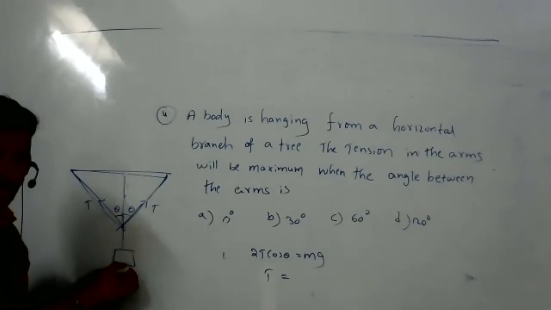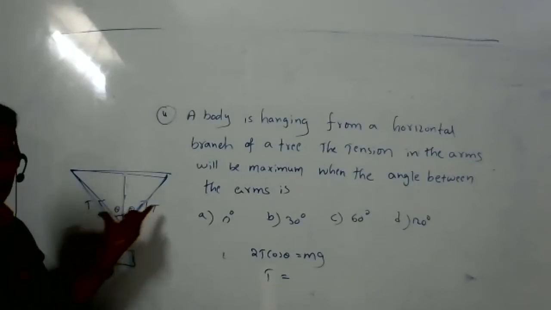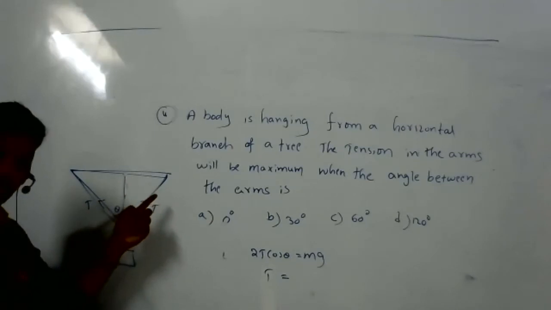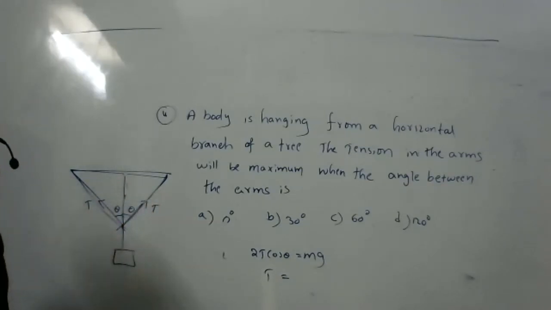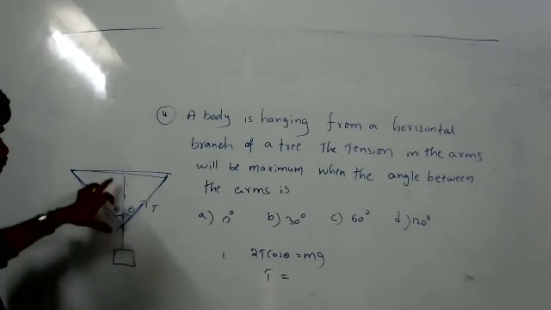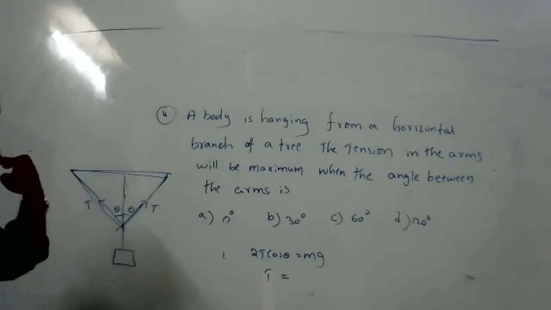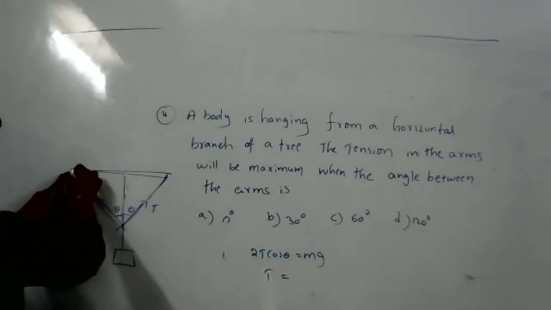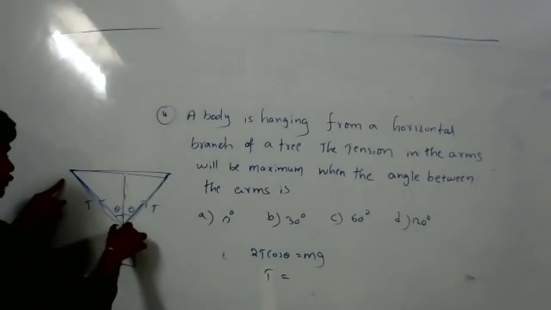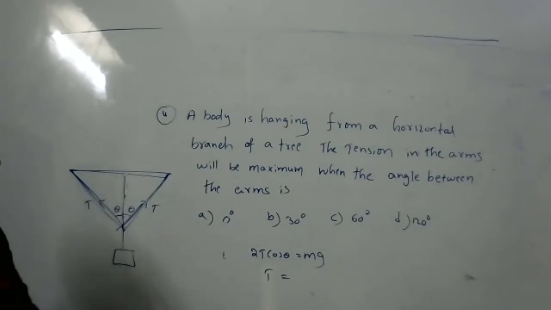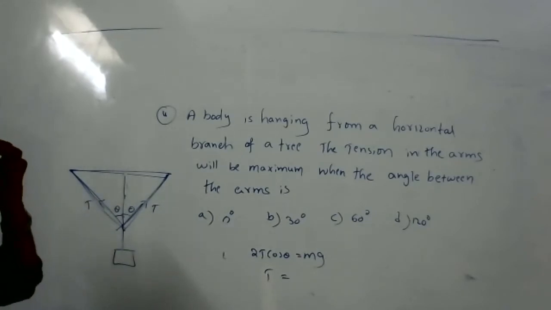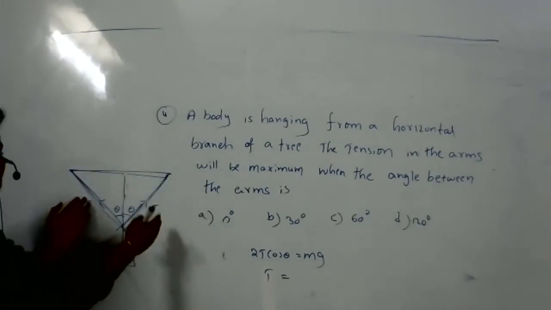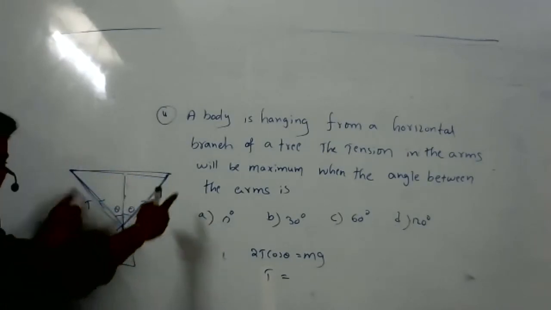When the body is hanging, there will be tension force in the arms also. There will be tension even if there's one string, right? But it's not mentioned. The question is not clear, sir. When the maximum angle between the arms. But these are the arms. Sir, just now you told the arms are the branches. I didn't understand, sir. So it is the branch, ma. These are the arms. Ends of the branch is nothing but arms.